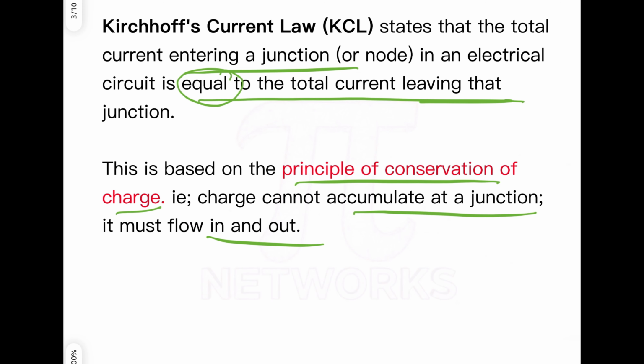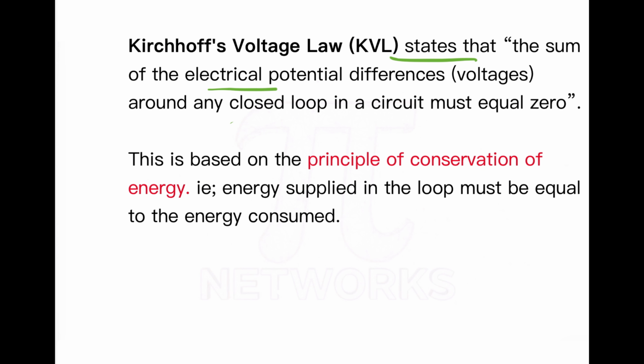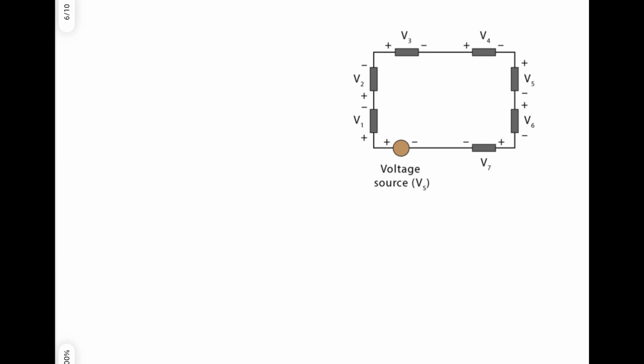Next we look at KVL, Kirchhoff voltage law. Current law is associated with the node, whereas KVL is associated with the loop. KVL states that the sum of the electrical potential differences, that is the voltages, around any closed loop or any closed circuit must be equal to 0. As said earlier, KVL is associated with a loop, whereas KCL is associated with a node. So first let us consider a loop.